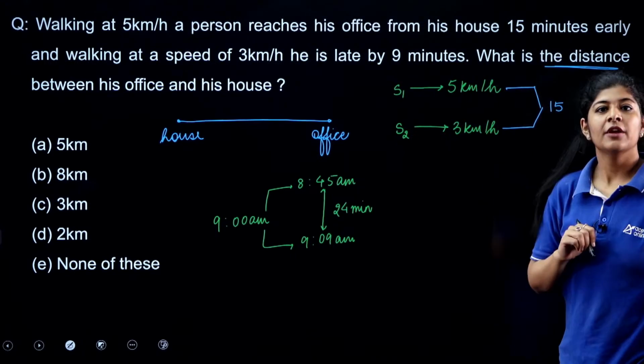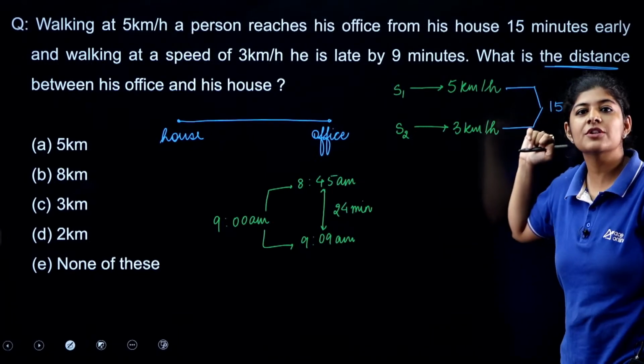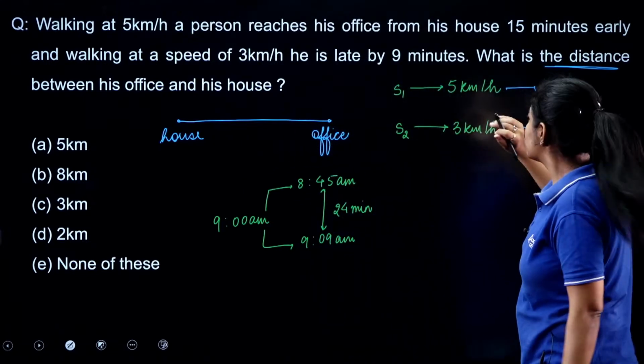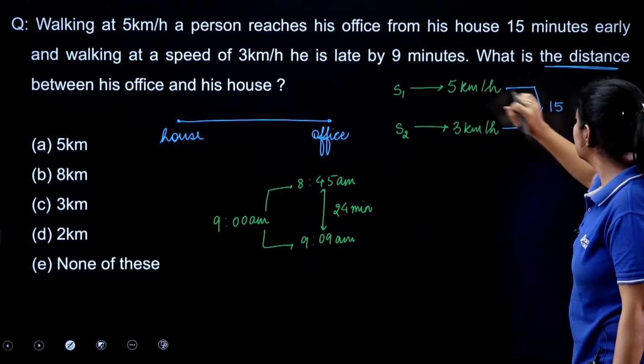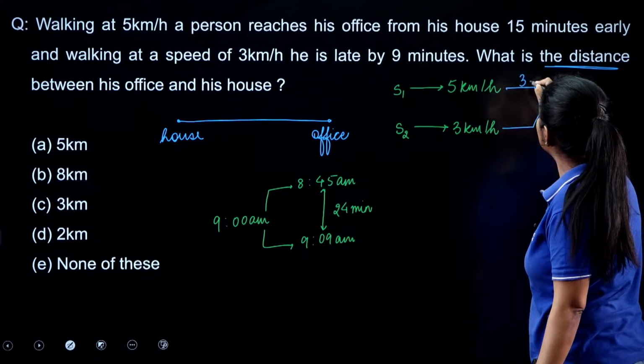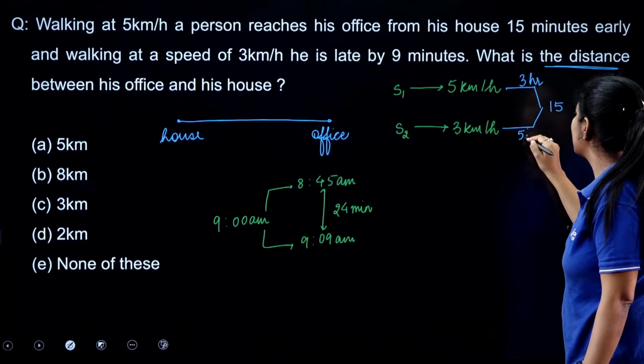So 15 is my LCM, and this will work as my assumed distance between house and office. So this is a speed, this is the distance. So we can easily find the time. So here 3 hours are required to complete the journey, and here 5 hours are required.